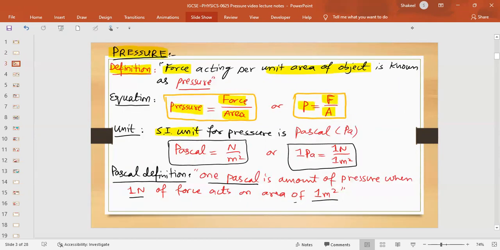And the SI unit for pressure is Pascal. So 1 Pascal equal Newton per meter square, or 1 Pascal equal 1 Newton divided by 1 meter square. If we have to define Pascal, we'll define it as 1 Pascal is the amount of pressure when 1 Newton of force acts on an area of 1 meter square.